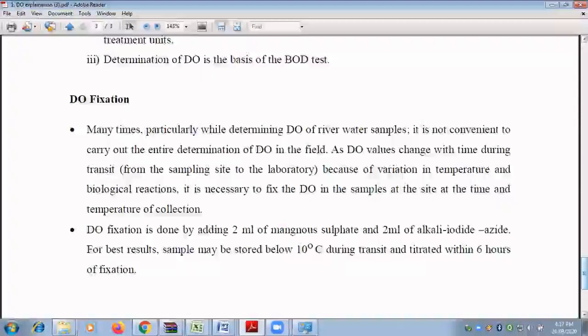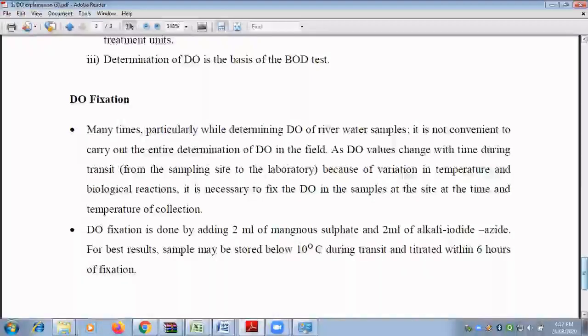So that is impossible. So what we will have to do, we will have to collect the sample and do the experimentation in the laboratory. But it may so happen that the laboratory and the site at which we have collected the water sample are far away. Because they are far away, there is variation in the temperature as well. There will be some biological reactions that will continue when we are traveling from the site to our laboratory.